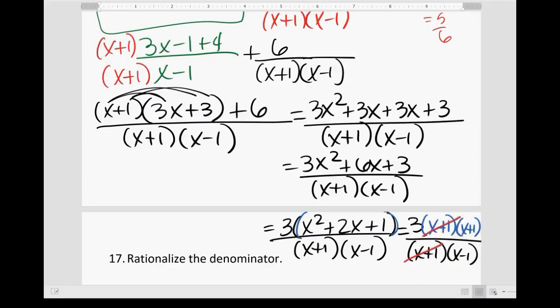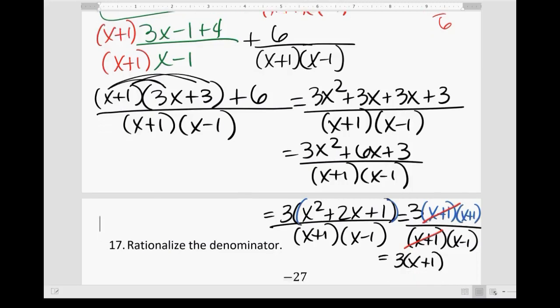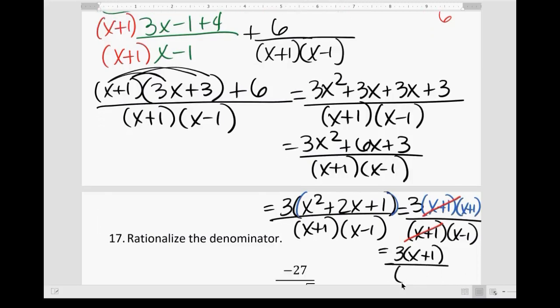And now I can see I have common factors I can cancel out. Here's an x plus 1, there's an x plus 1. So my final answer will be 3 times x plus 1 over x minus 1. And that will be your final answer. So remember, in order for you to add and subtract rationals, it's the same rules as adding and subtracting fractions. You have to have common denominators.